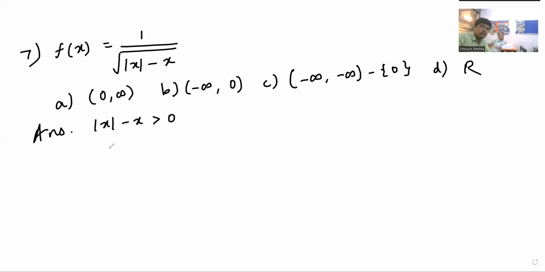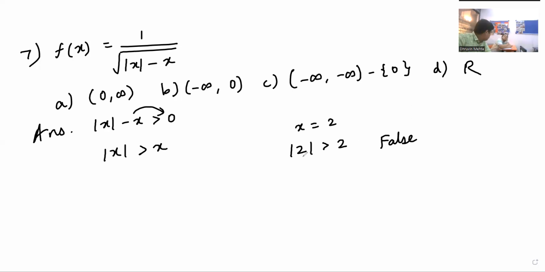See, mod x is basically greater than x, correct? I'm taking this on the other side. So it's mod x greater than x. When you have to tell me when is this possible? So a simple example ले लेते, you'll understand this very easily. If we take x is equal to 2 for example, ठीक है, तो हमें क्या मिलेगा? हमें मिलेगा mod of 2 is greater than 2, which is actually false. हाँ, तो गलत. So do you realize that this property doesn't work for positive numbers?